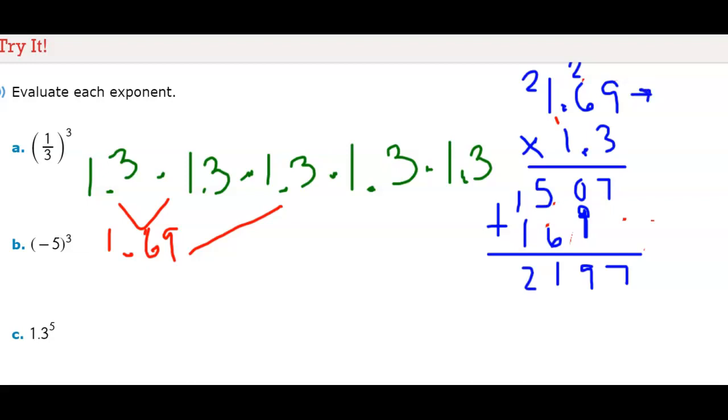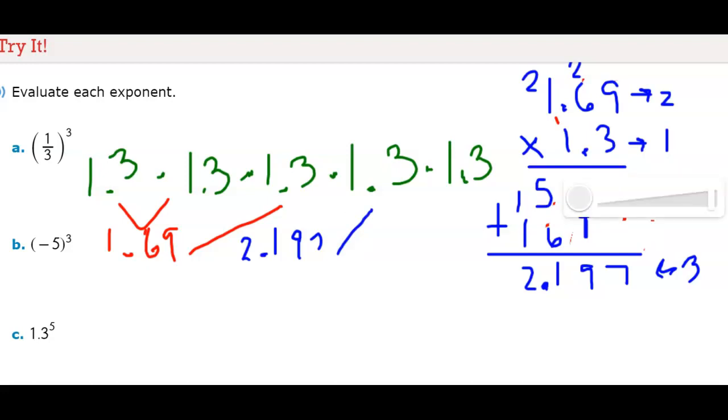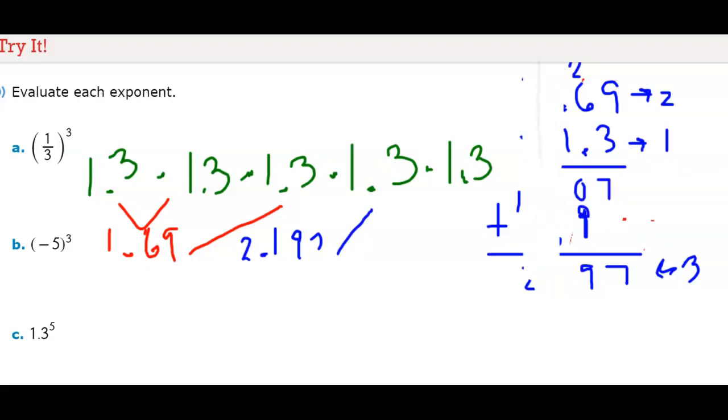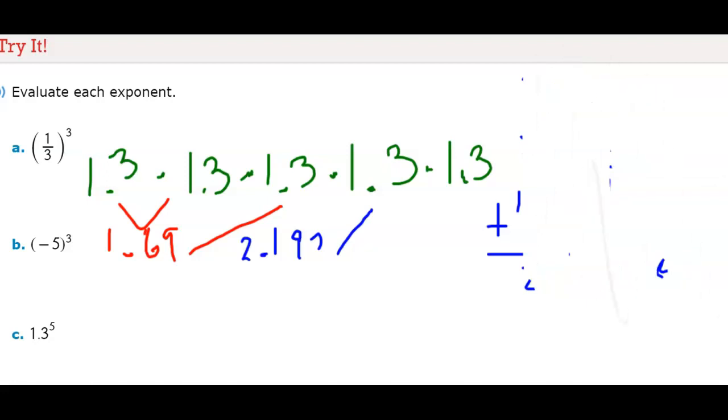So we have 2 decimal places here, 1 here. So in our answer, we need 3. So we have 3 there. So now we have 2 and 197 thousandths times the fourth 1/3. So we're going to show that work. Erase this.